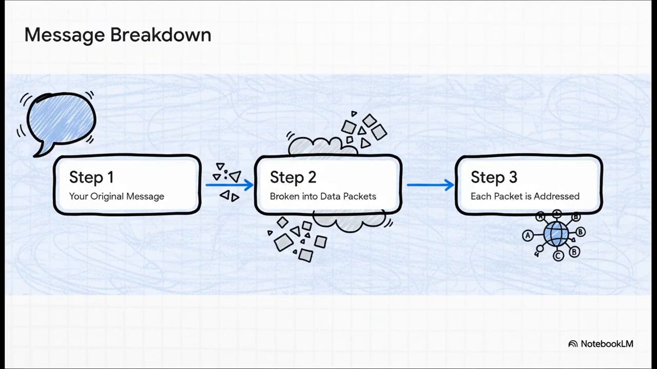So here's how it works. First, you've got your message. Simple enough. Then, your computer or phone breaks it down into all those data packets we just talked about. But here's the really crucial part. Every single one of those packets gets its own digital address label. This label has the final destination, sure, but it also has its own unique number in the puzzle sequence. And that is absolutely key for what happens at the end.